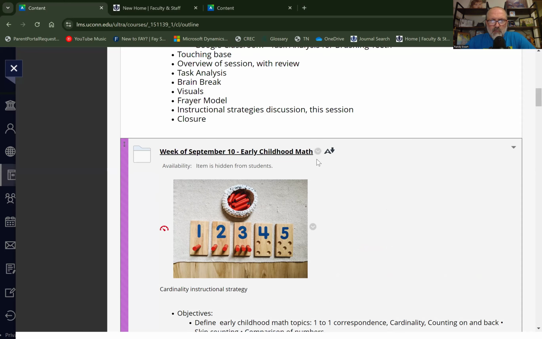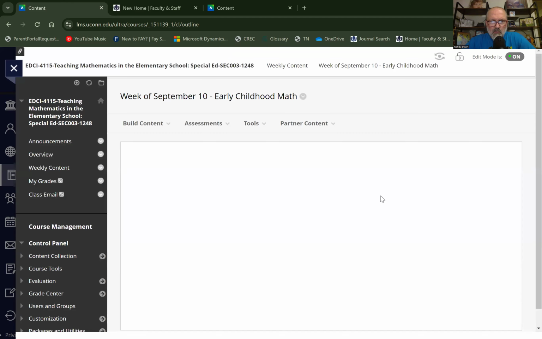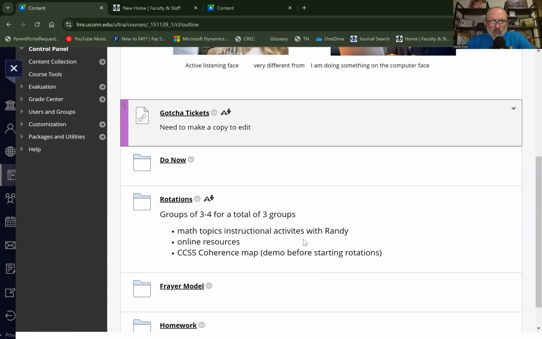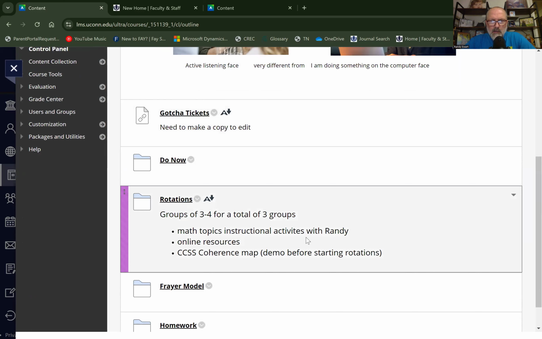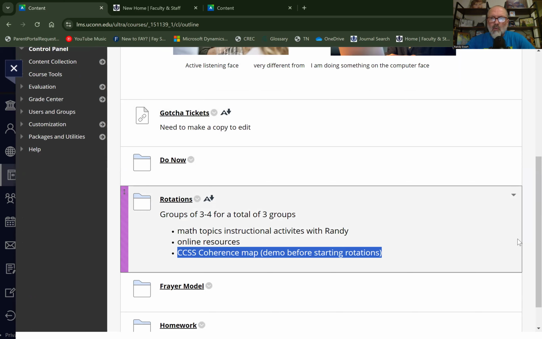So our focus for this week will be on online activities, and also going to walk you through a Common Core State Standards coherence map, which is a really nice resource to see how the standards chain with each other. So let's take a look at these.